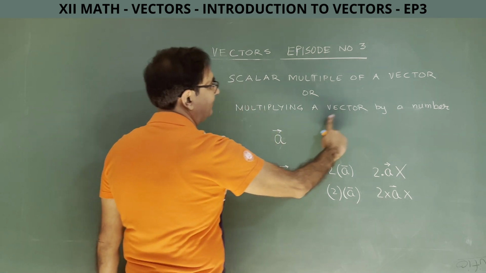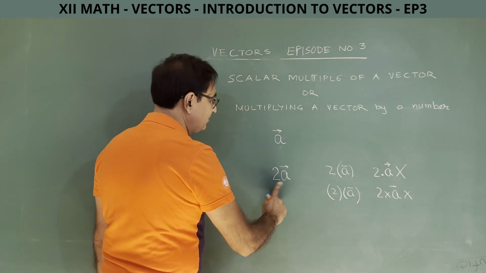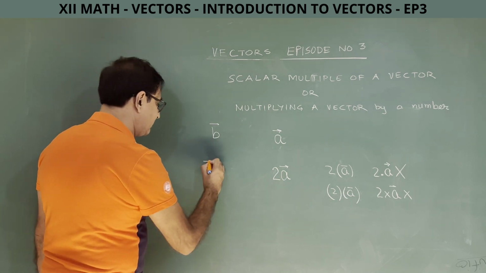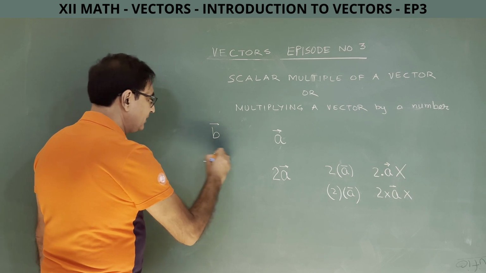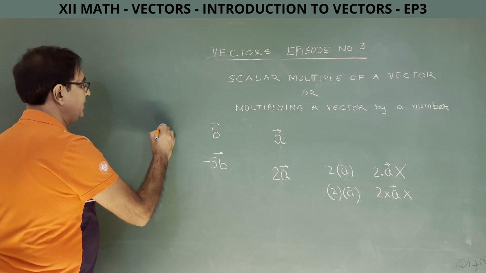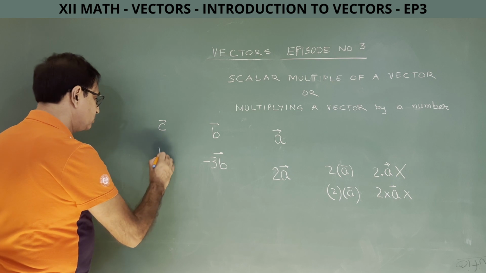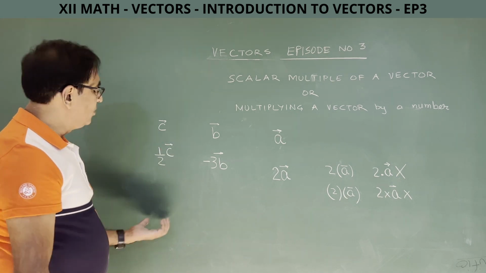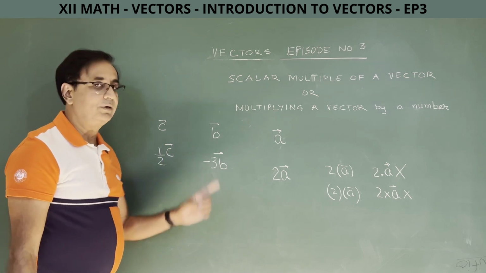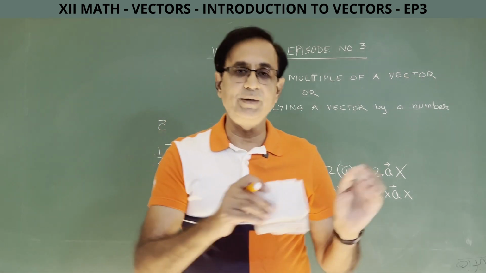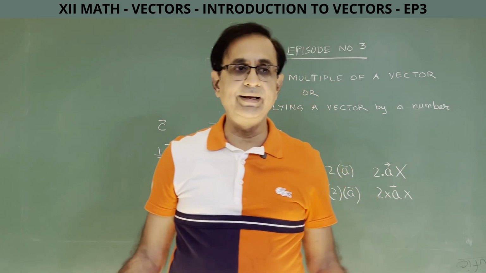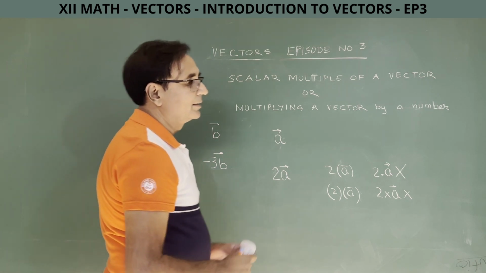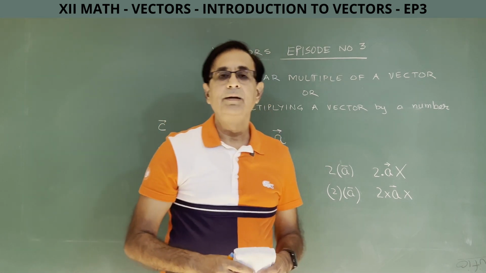So, multiplying a vector by a number, vector A, you are multiplying with 2. You have another vector B, you want to multiply it by -3. So, just write down -3b. You have another vector, say C, you want to multiply it by 1 by 2. So, you just write it like this. You want to put a bracket, put a bracket. You don't want to put a bracket, don't put a bracket, but don't ever put dot or cross between a number and a vector. That will make it meaningless. Alright. So, this topic is called multiplying a vector by a number or multiplying a vector by a scalar.